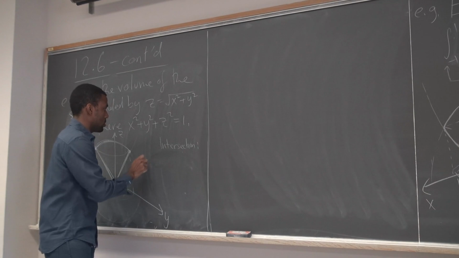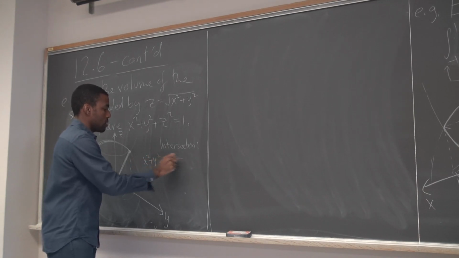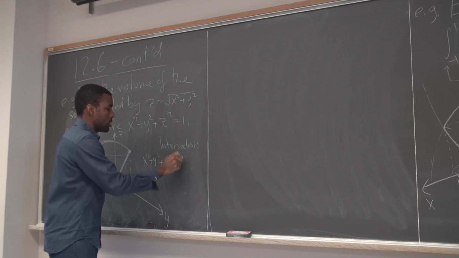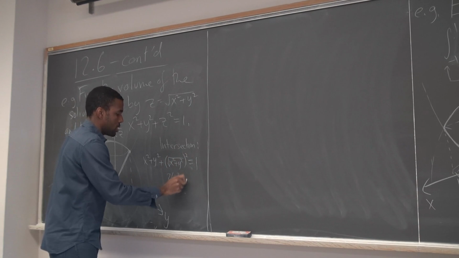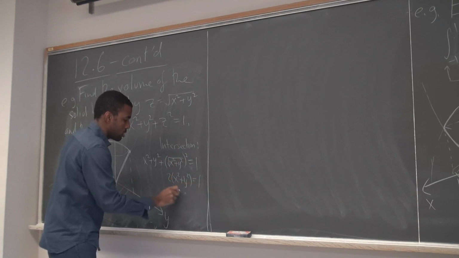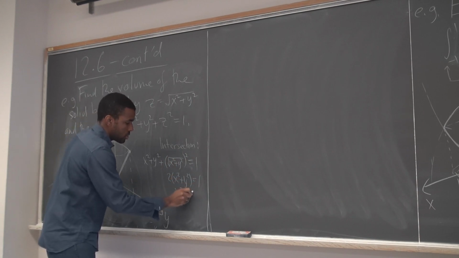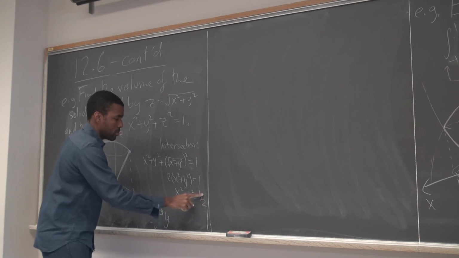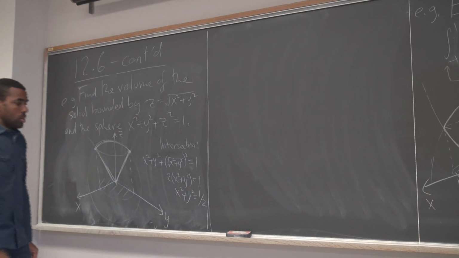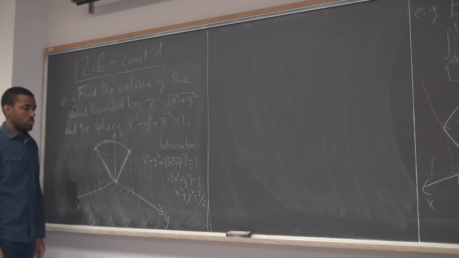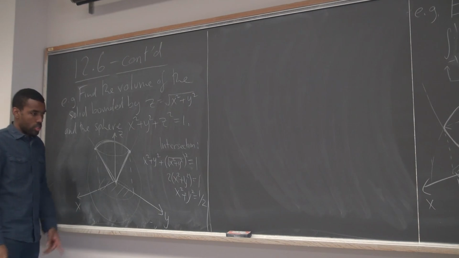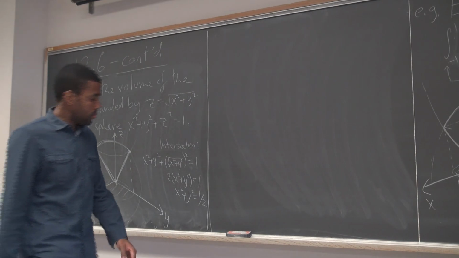Let me write it out. So you have x squared plus y squared plus the radical of x squared plus y squared, squared. So you have 2 times x squared plus y squared equals 1. So we have x squared plus y squared equals a half. So r is equal to the square root of a half. Right, so it's a circle of radius 1 over radical 2.